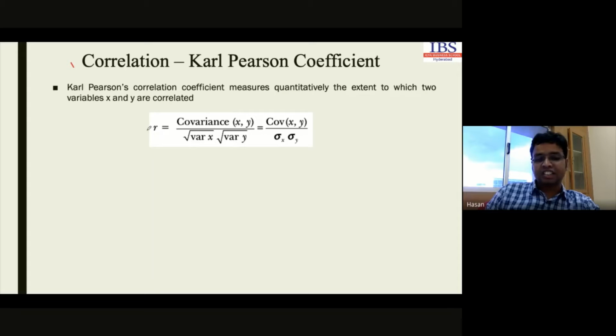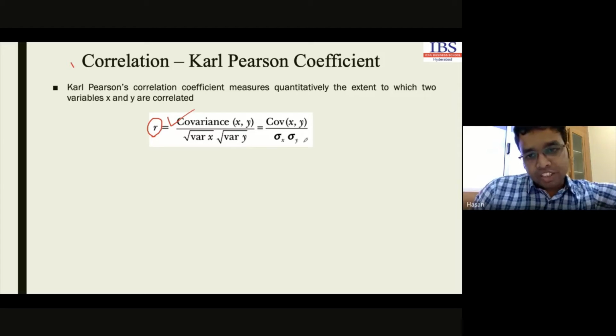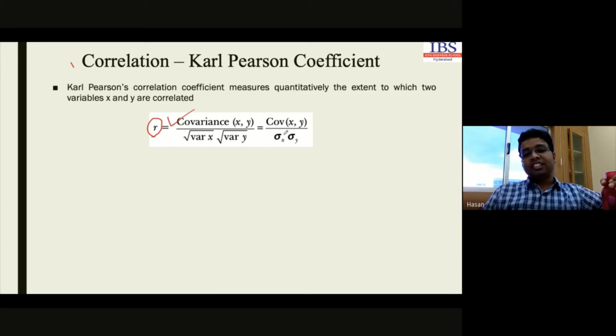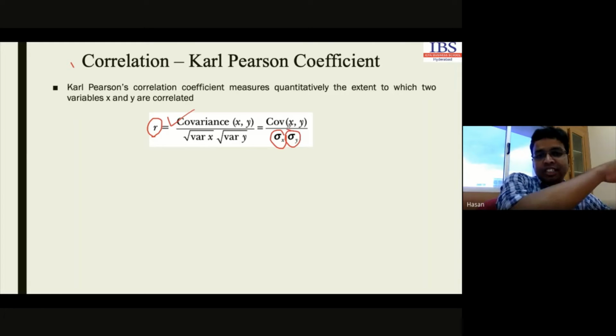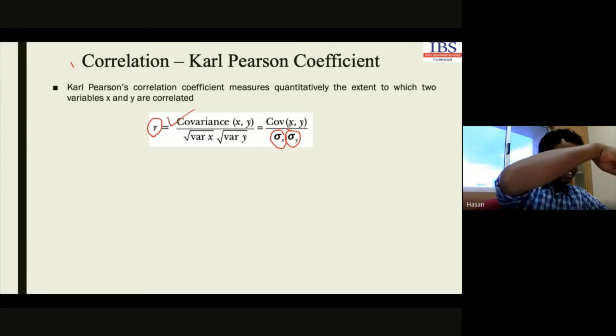In this case, you can observe that this small r indicates the correlation coefficient between x and y, which is the ratio of the covariance between x and y and the square root of the variance of x and the variance of y. That means the covariance of x and y divided by the standard deviation of x and the standard deviation of y. So I hope you know what the standard deviation of x and the standard deviation of y are. It is clear to you, I think. Is that clear?